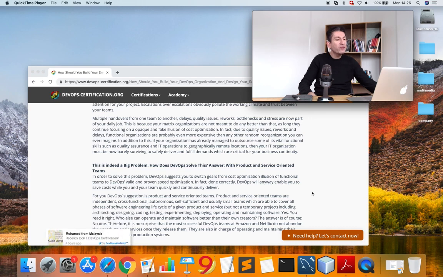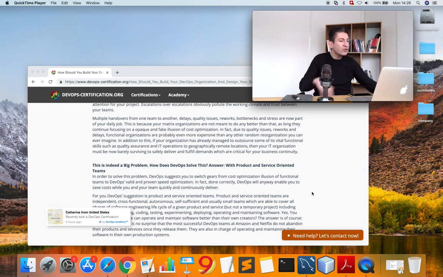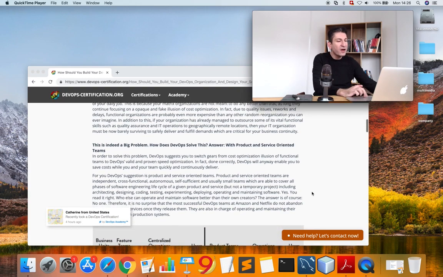How does DevOps solve this? The short answer is with product and service oriented teams. Now we are going to cover what product and service oriented teams are and how you can set them up in your own business and IT ecosystem.